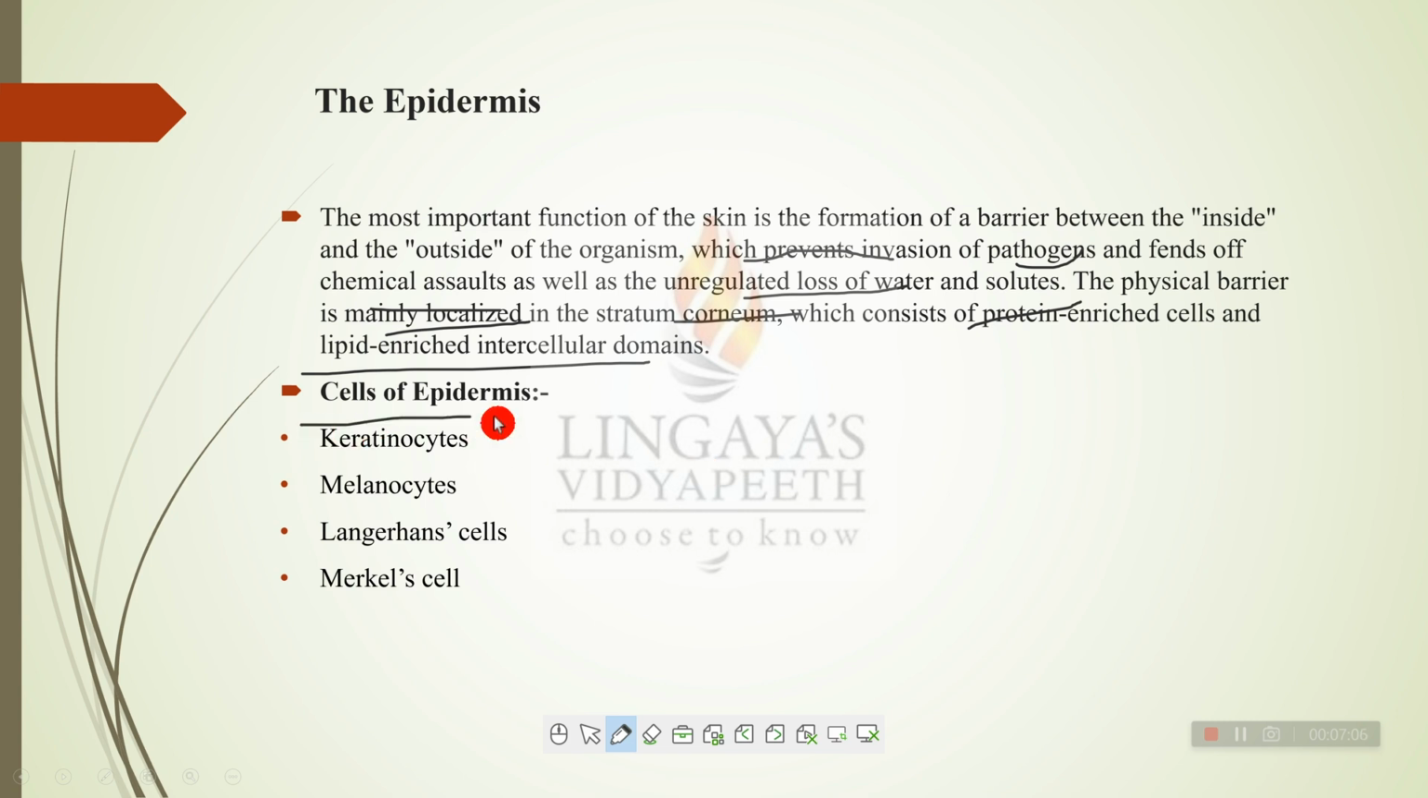So let's have a look at the cells of the epidermis. The epidermis consists of the following cells. First one are the keratinocytes, next are the melanocytes, third are the Langerhans cells, and fourth one are the Merkel cells.